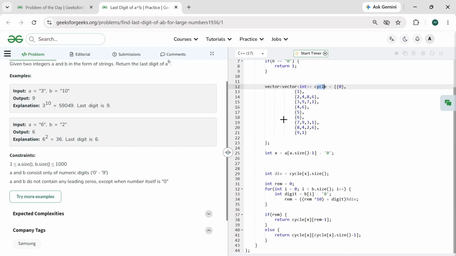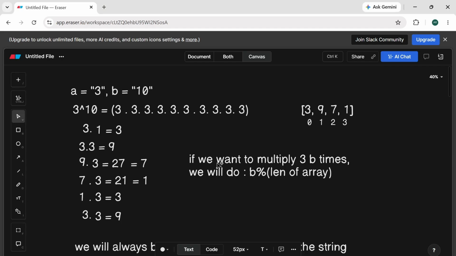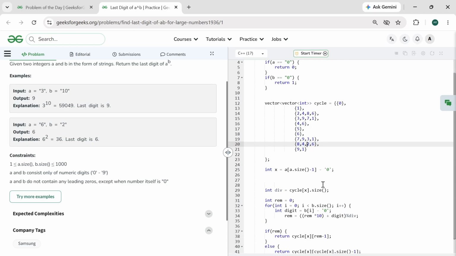I hope this is clear to you. Initially, if your a is 0, meaning your base is 0, your answer would always be 0. And if your power is 0, your answer would always be 1. I have considered these as edge cases, and this is how you can solve the problem. If you are still facing any doubt, feel free to ask me in the comments below. I'll try my best to answer you. This question is pure mathematics. If you are good at mathematics, it would be easy for you to solve this question, right?